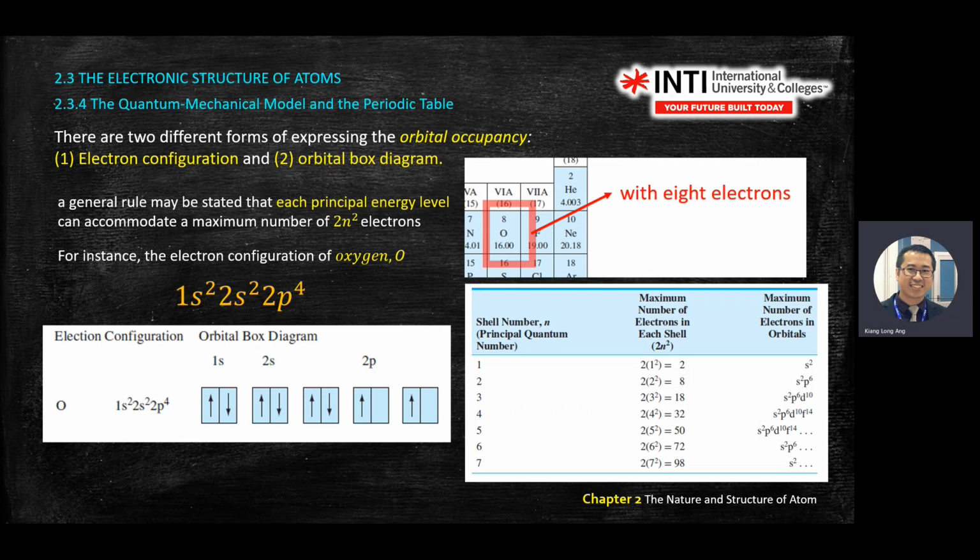1s2 means 2 electrons, 1 goes up, 1 goes down, so that it balances the force inside the orbit. Then you go to 2s, 2s also has 2. However, when it comes to P, you know that you have 3 subcells. How do you know you have 3 subcells? By using the 2L plus 1 equation.